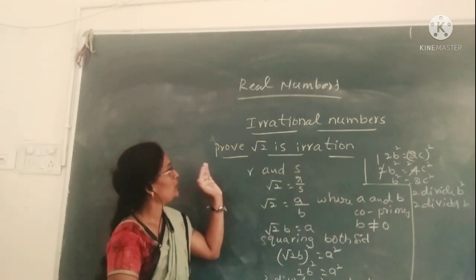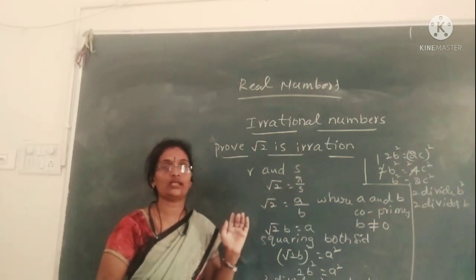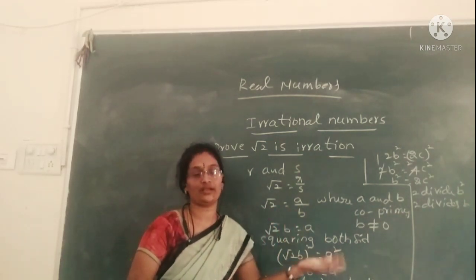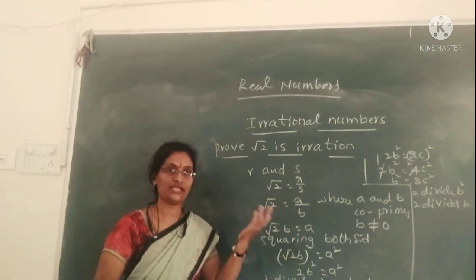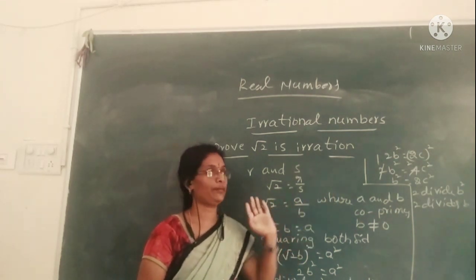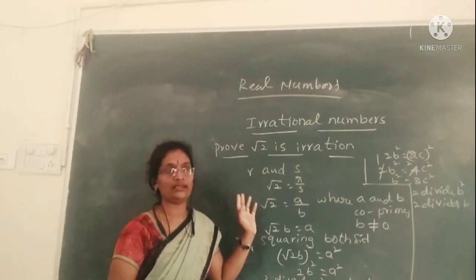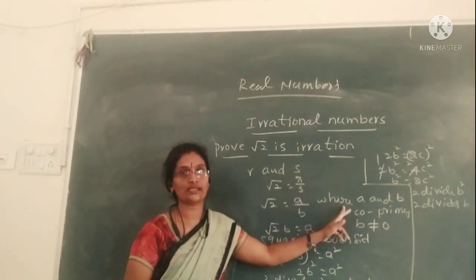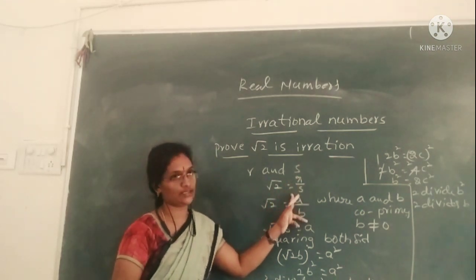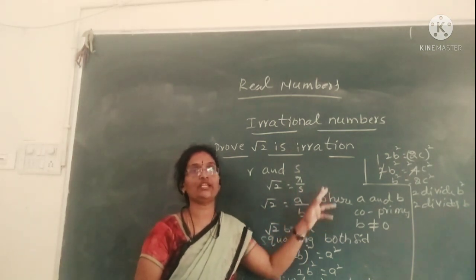Another way we can explain: how to prove that root 2 is an irrational number? Let us assume that root 2 is rational. This is the contrary, meaning we take the opposite: to prove a number is irrational, we take it as rational. So root 2 is a rational number, and there must exist two integers R and S, so root 2 is equal to R by S. If R and S have a common factor other than 1, we divide out the common factor.